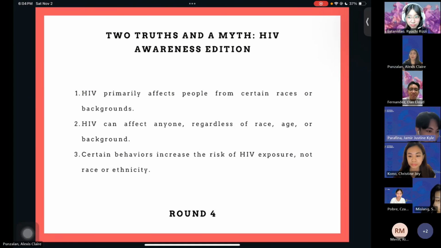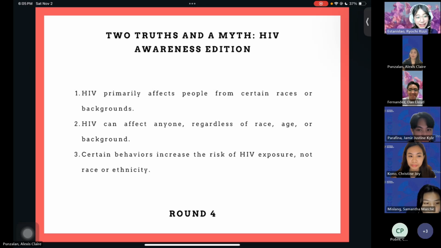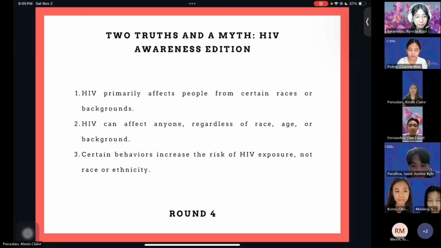I'm guessing the right answer is statement number three. That's correct. The myth here is statement 3. HIV does not primarily affect people of certain races or backgrounds. It can affect anyone. This reinforces the need for inclusive communication strategies that reach all demographics.